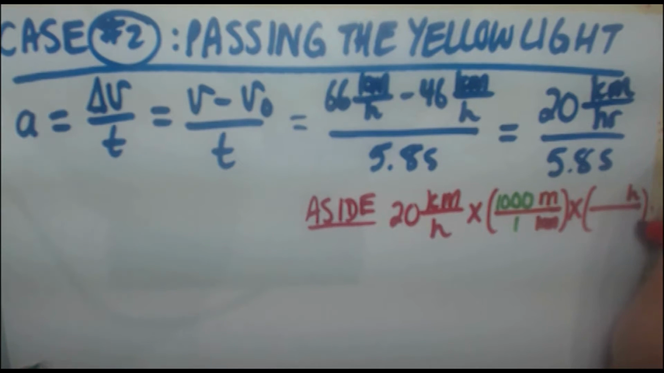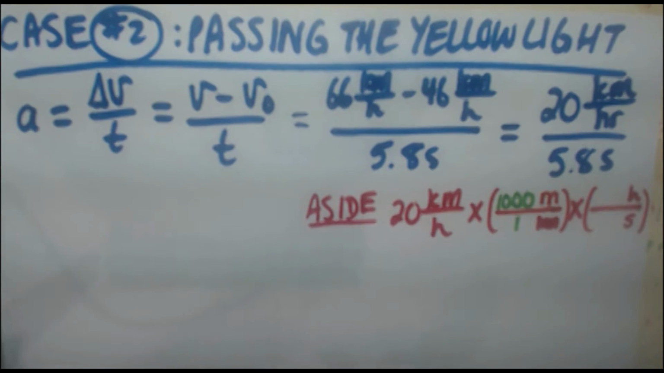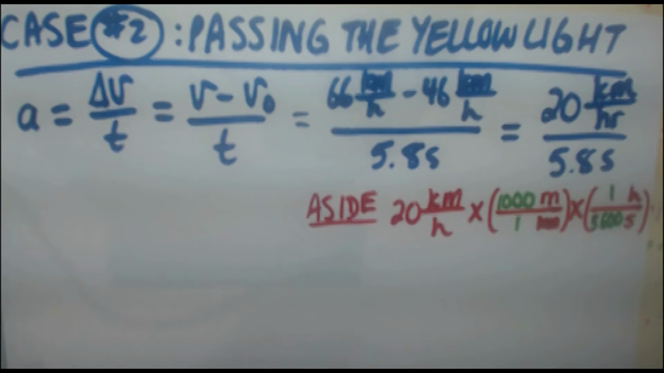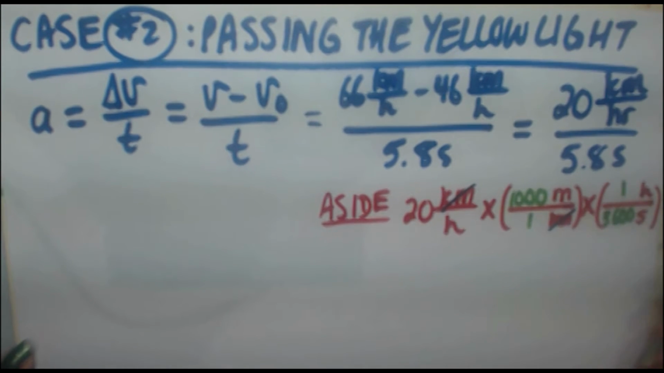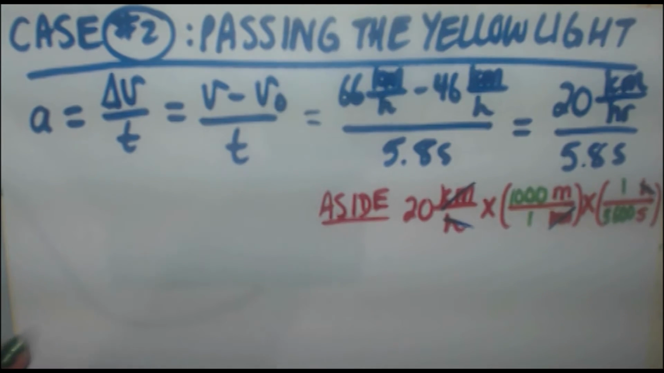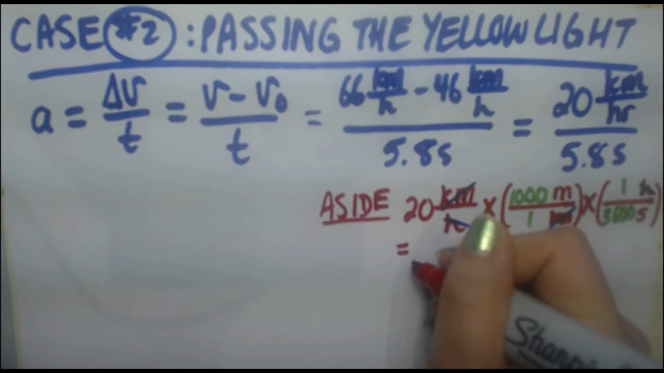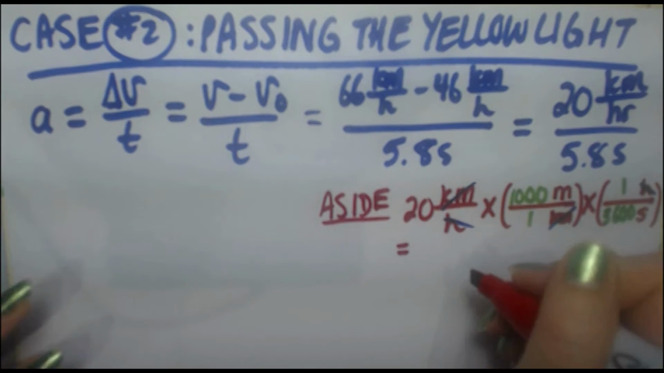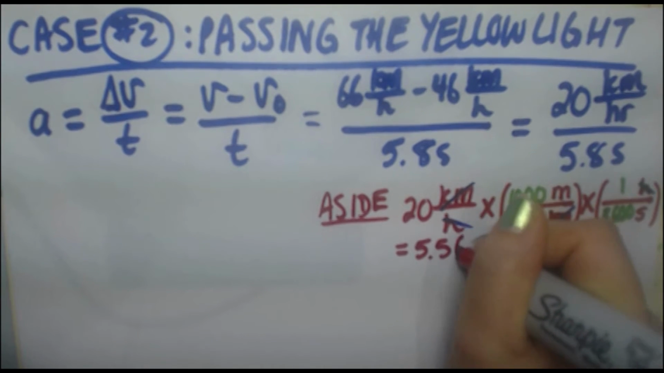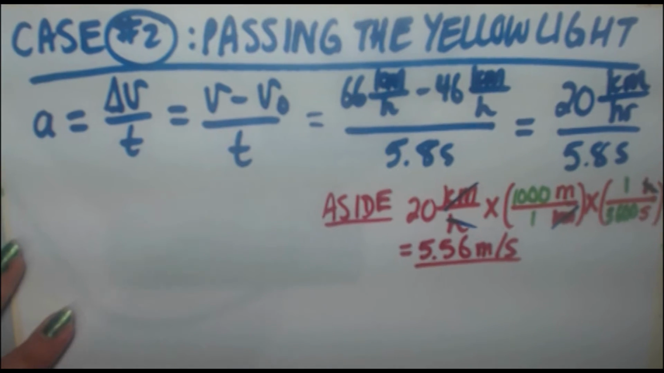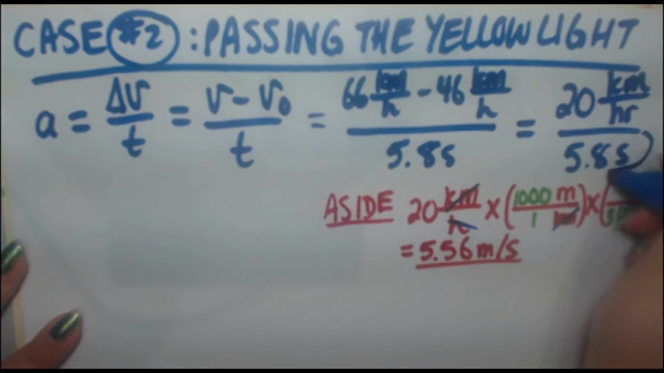We're trying to get the unit of seconds out. You then ask yourself, well, what ratio of seconds to hours equals 1? Well, there are 3,600 seconds in 1 hour. Okay, thereby canceling the kilometers, cancels the hours. Okay, and you're left with, if you calculate this all out, you're going to get 5.56 meters per second. Okay, so with that number in mind, I'm going to go ahead.